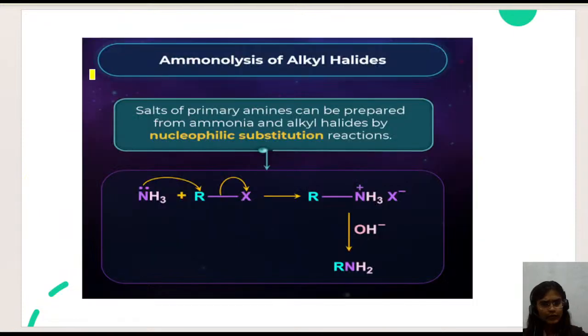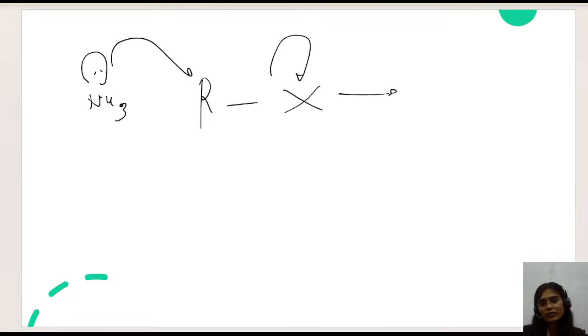Okay, let's see the last one. It's simple ammonolysis. So what is ammonolysis? This is one of the easy ones, the previous one is difficult. You have some RX and this is ammonia. You know ammonia has a lone pair, it attacks here, X is going to be released. R is combined with nitrogen, hydrogen and hydrogen. Still nitrogen has a lone pair, and there is one more RX, the lone pair attacks here.